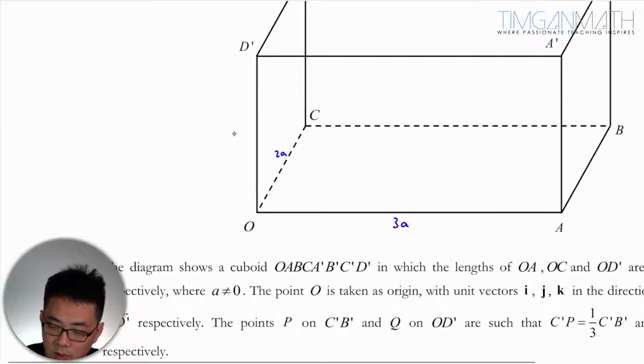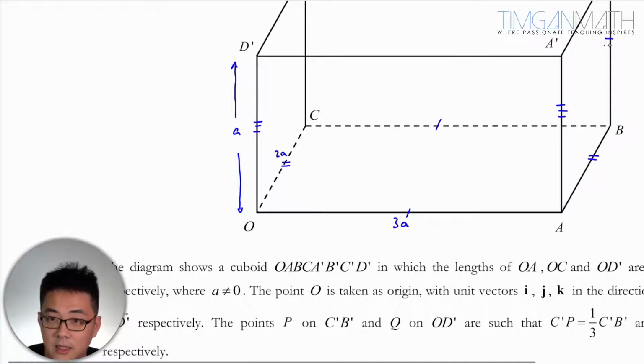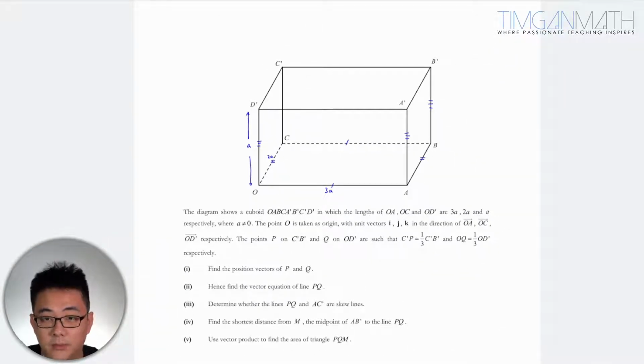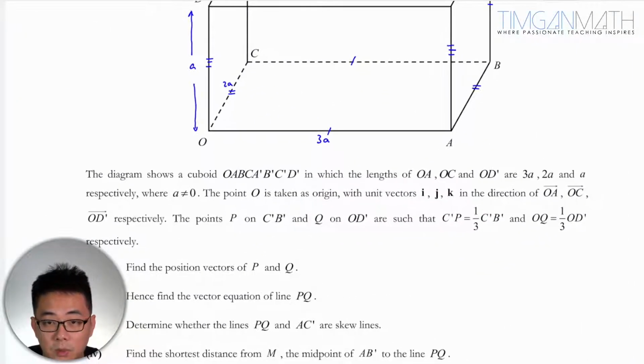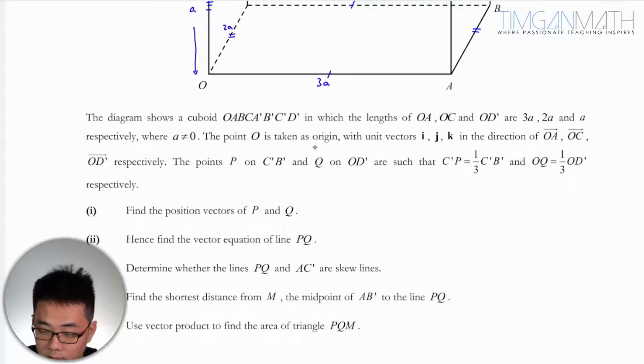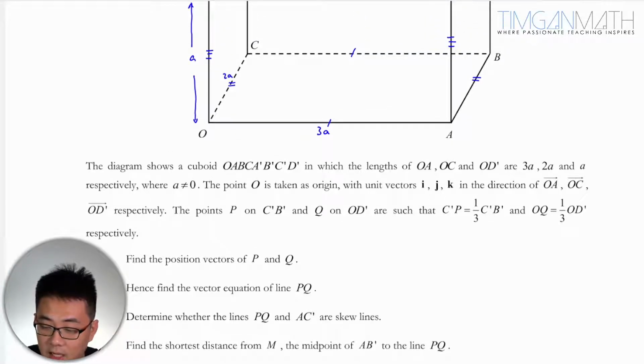Okay, so if this is a cuboid, we know that the opposite lengths here are the same. And the height here, they're all the same length at the side here. So I'm just going to label them down first. The next thing we'll do is, the point O is taken as the origin with unit vectors i, j, k. Okay, this is important. Please pay attention here. OA is i, so this is 1 unit here.